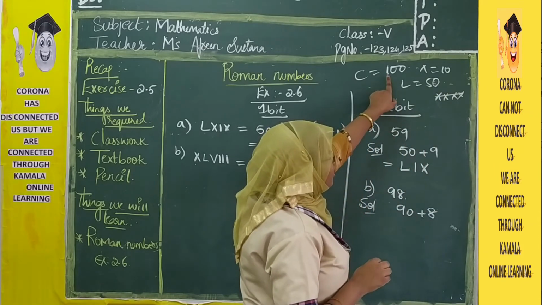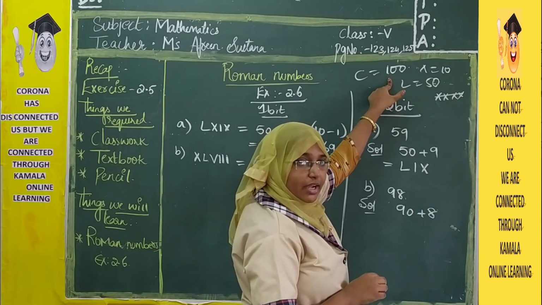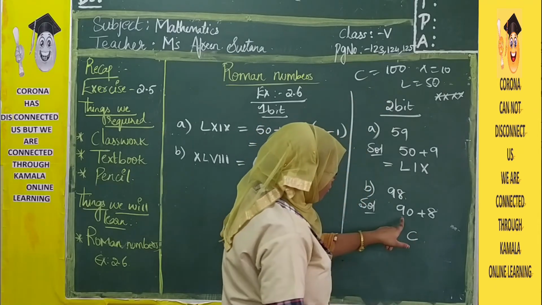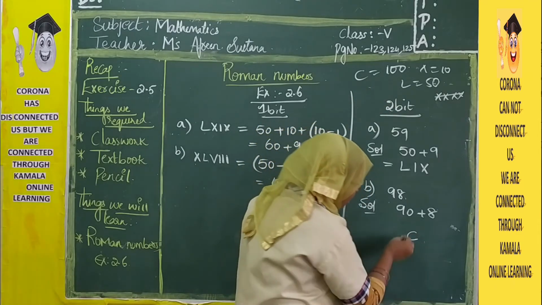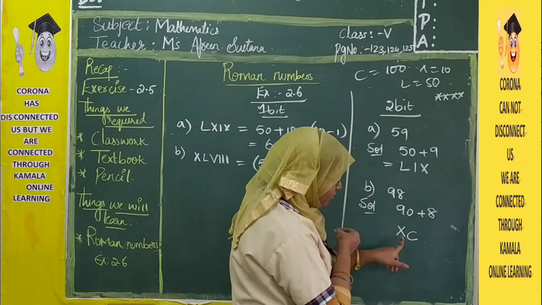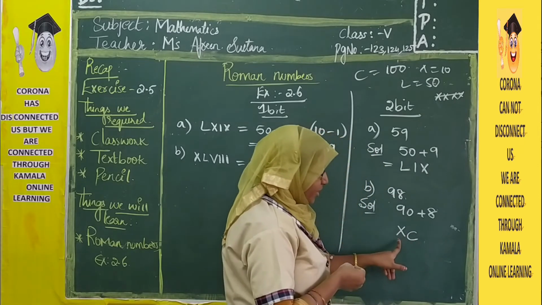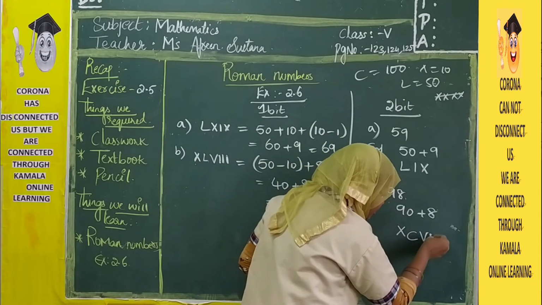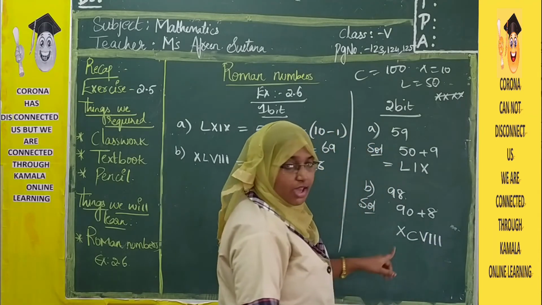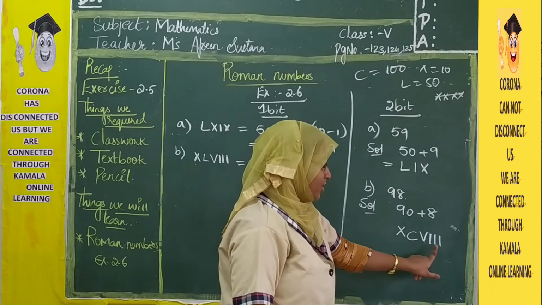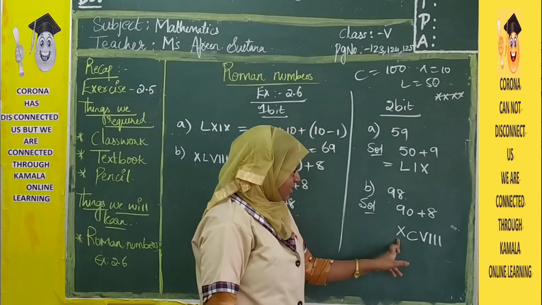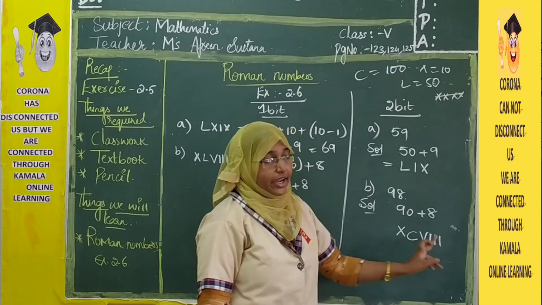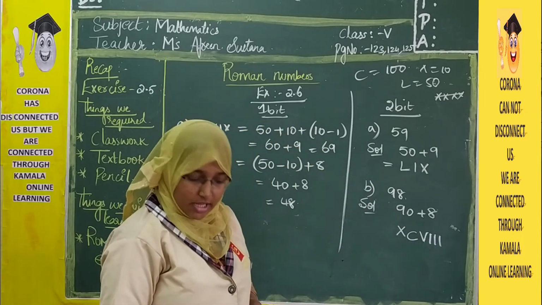Next is 100. You can write 100 minus 10 as 90. 100 is C. I want to subtract 10 to get 90. I am writing X on the left side because we can subtract 100 minus 10. 98: XC VIII. XC is 90. In the same manner, you write C and D.